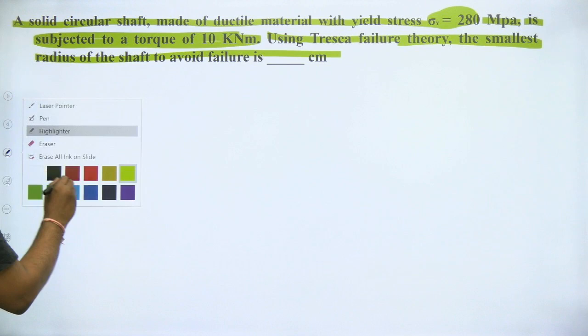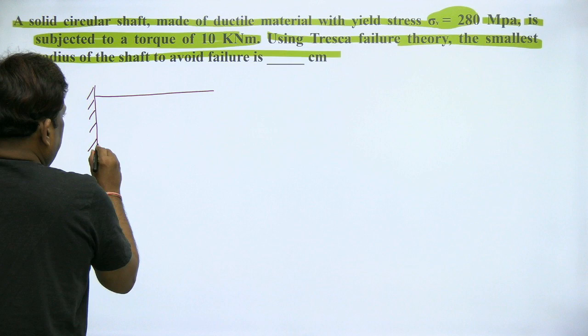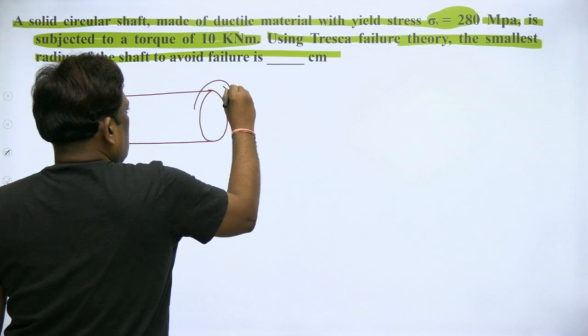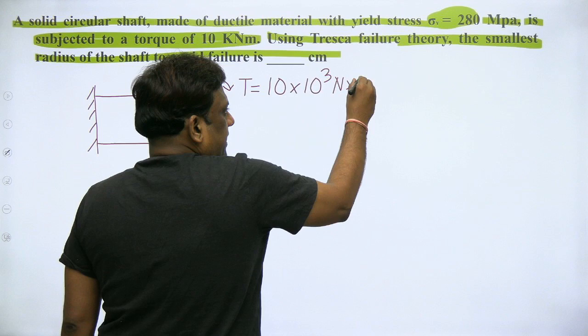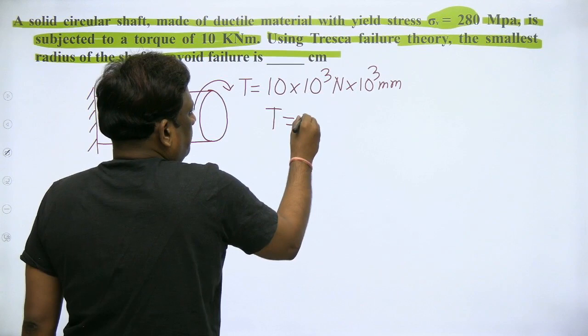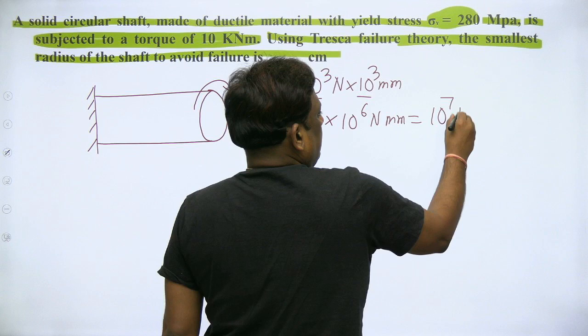There is a shaft, and the shaft is subjected to a torque of 10 kilonewton meter. I'll write it as 10 power 3 newton meter, which is 10 power 3 mm. So the torque is 10 into 10 power 6 newton mm, or this can also be written as 10 raised to 7 newton mm. This is the torque.